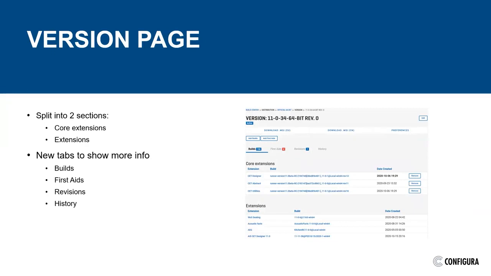Right, so versions, again, this is mostly for the official builds right now, but it's just split up into sections so that you can see a separation of what's internal, like the abstract, CT designer, stuff like that, and then any other extensions that have been added on the bottom. Also separate areas for first aids and revisions. Revisions I'll come to in a second. And the new history tab. From there you can see when packages have been updated or removed or things like that.